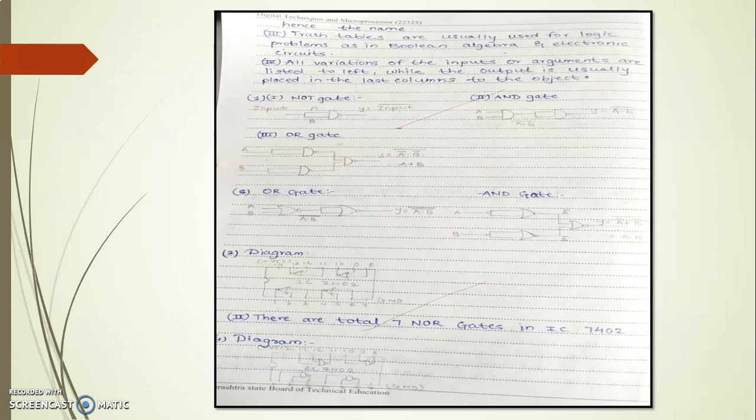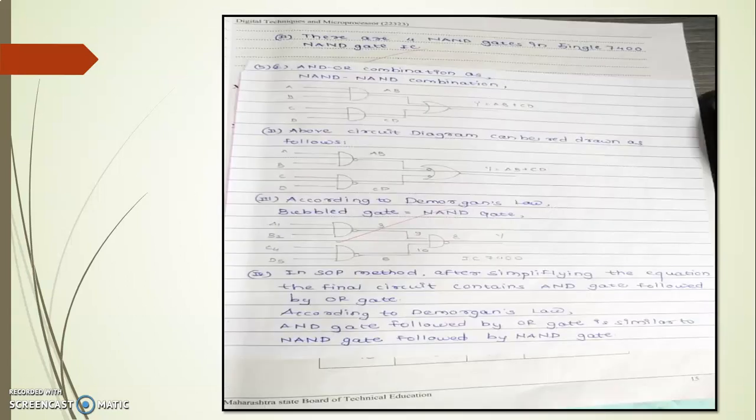Then what are the diagrams and circuit diagram required for this? There are a total of 4 NOR gates in IC 7402. You can see here for an AND-OR combination, the NAND combination Y equals AB plus CD. You can draw the circuit diagram. You can see the circuit diagram, you have two inputs. According to De Morgan's law, you can see the circuit diagram. In the SOP method, after applying the equation, the final circuit contains an AND gate followed by an OR gate.